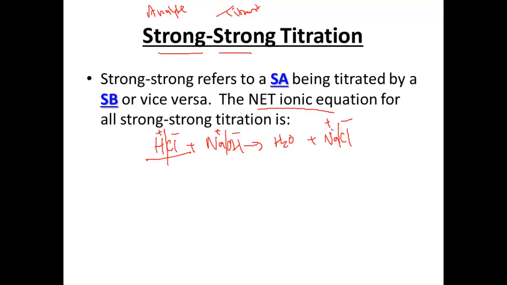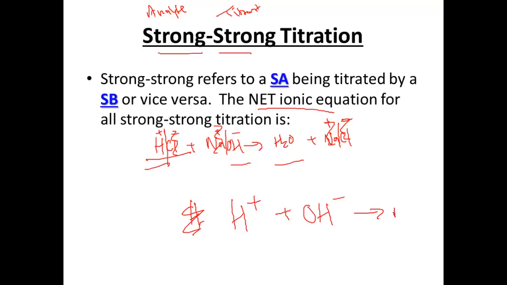And what you have here is spectator ions. Sodium and chloride are spectators. So the net ionic equation is H plus plus OH minus makes H2O. So all strong titrations have this for their net ionic equation. And this is what we're going to put into the RICE table. This will end up being the R that we write down for the reaction. So strong means a strong acid and base are being used in the titration.